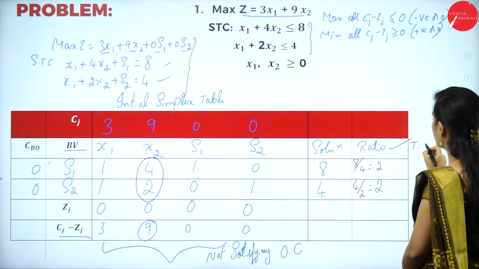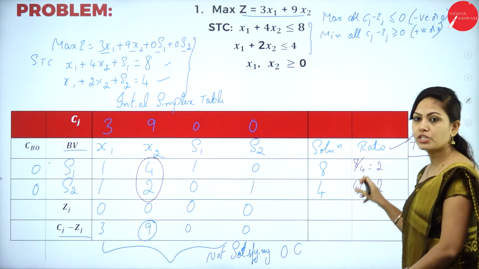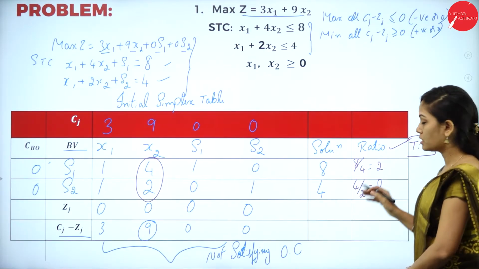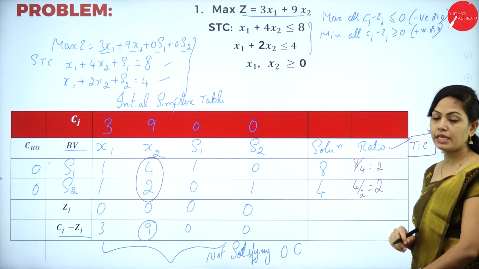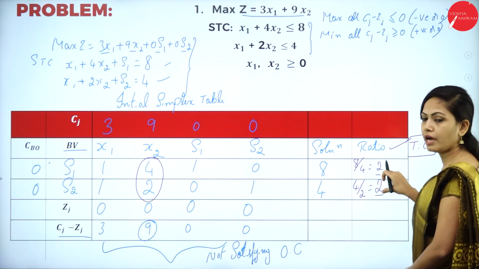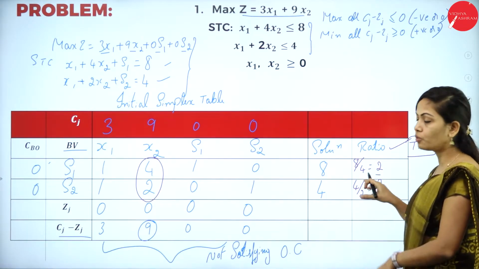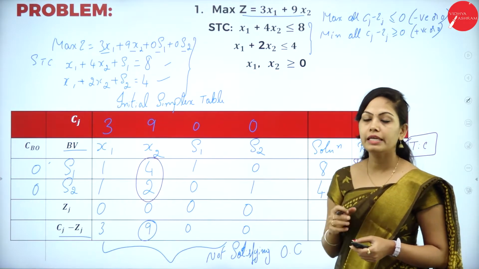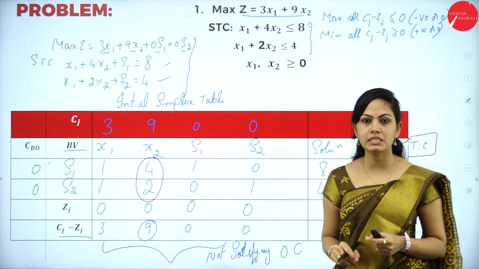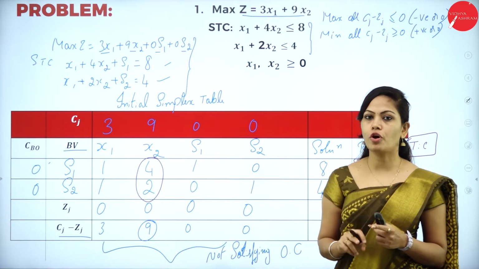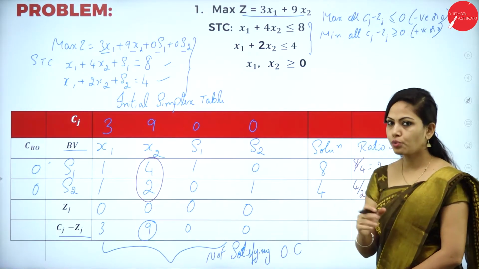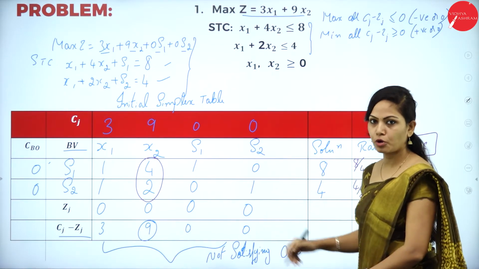This condition is called degeneracy in LPP. Both the values are the same, a tie between two values. Here we have 2 and 2 only. So how to select the key row or leaving variable in degeneracy? You have to follow one simple formula for finding the least positive value in the ratio column. So what is the formula for finding the least positive value?